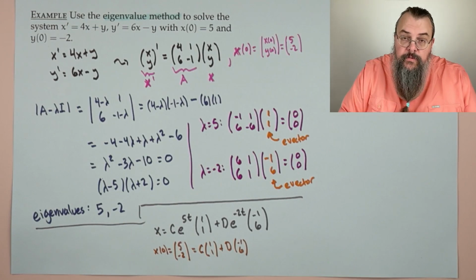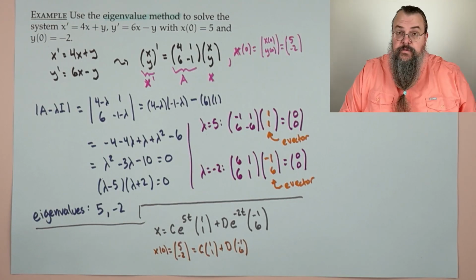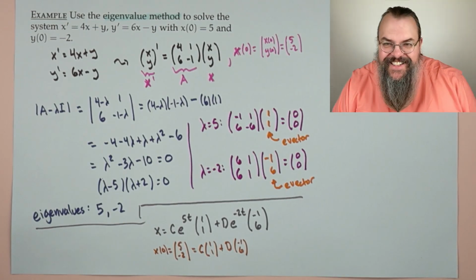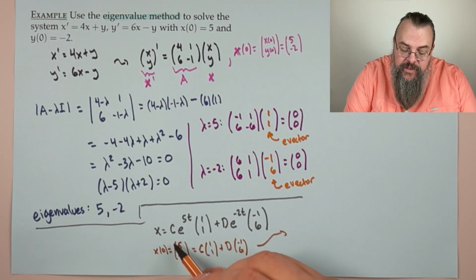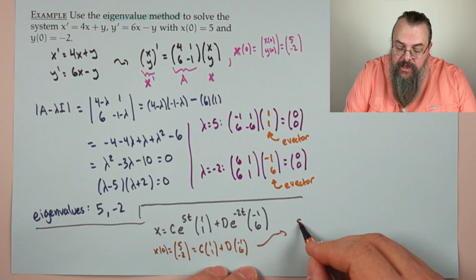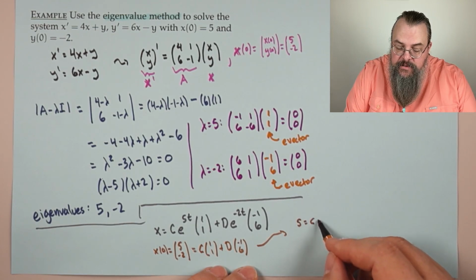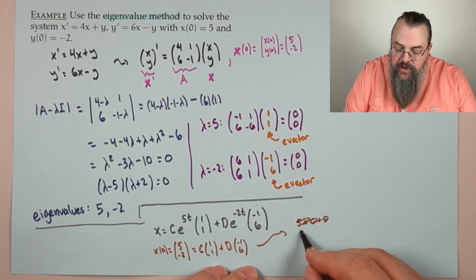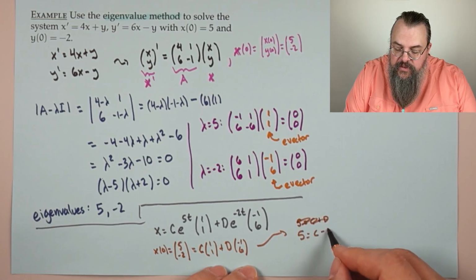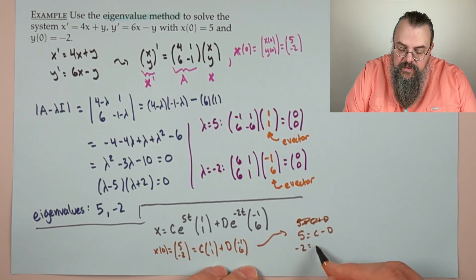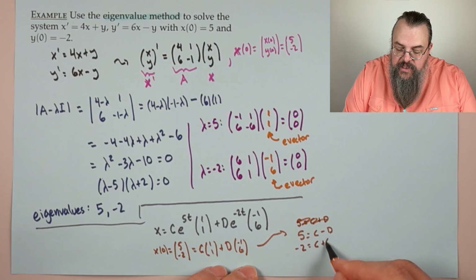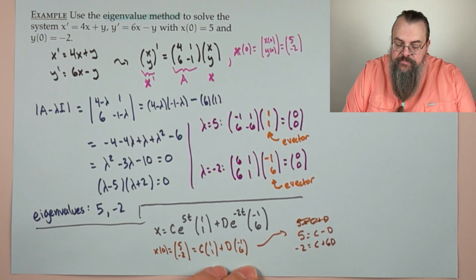Now, if you rewrite this, what do we have? Well, reading the top entries, 5 is equal to c plus d times minus 1. So, let's write that as 5 equals c minus d. That looks a little bit better. Minus 2 is equal to c plus 6 times d.